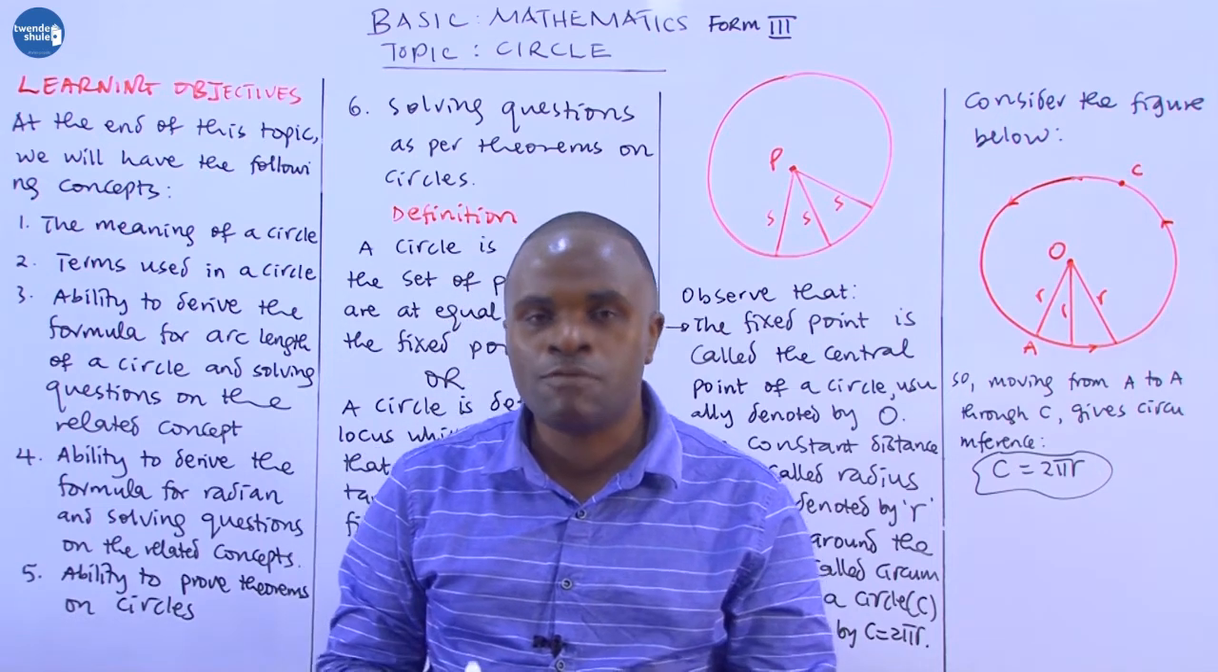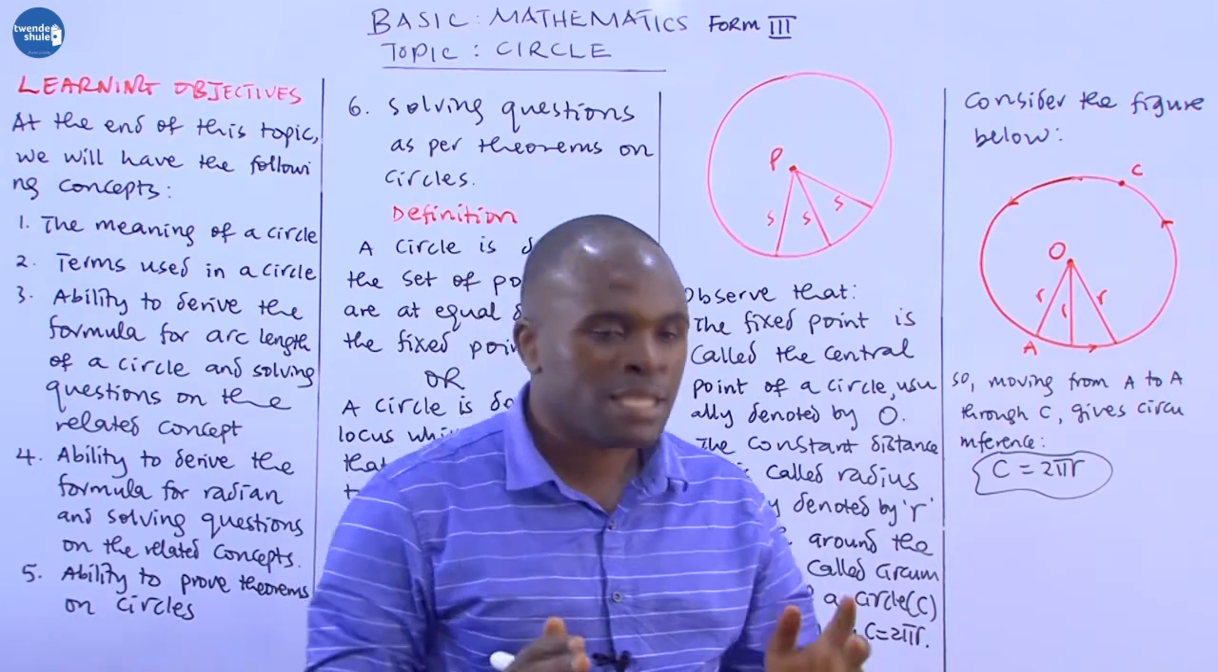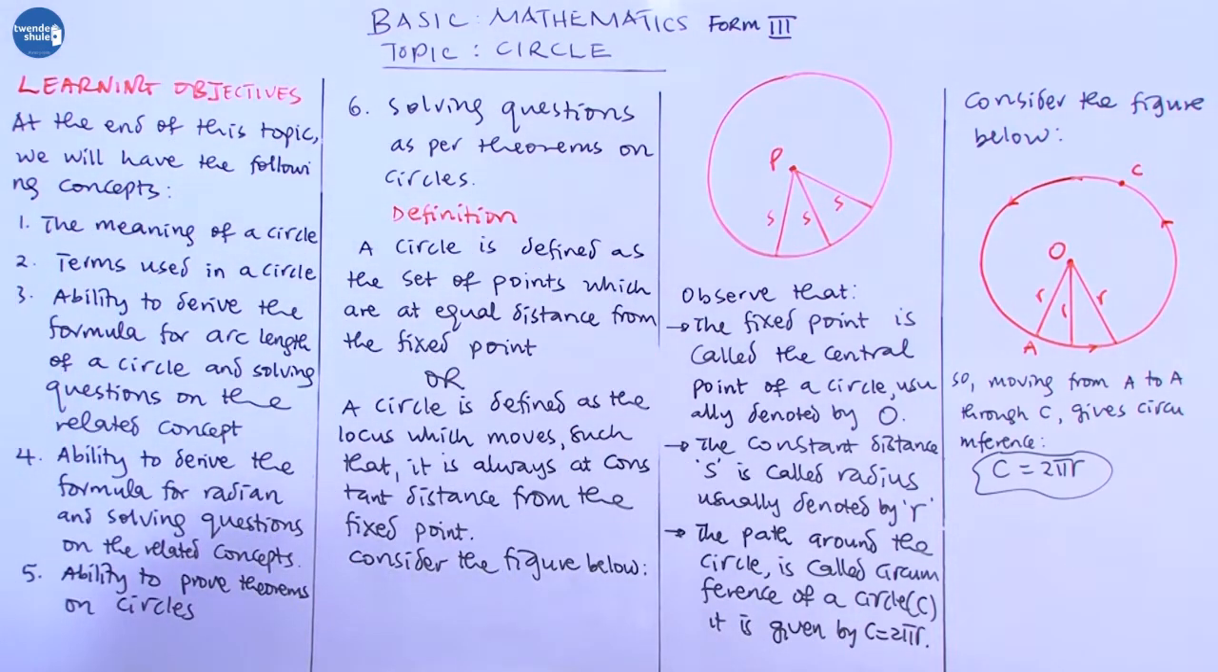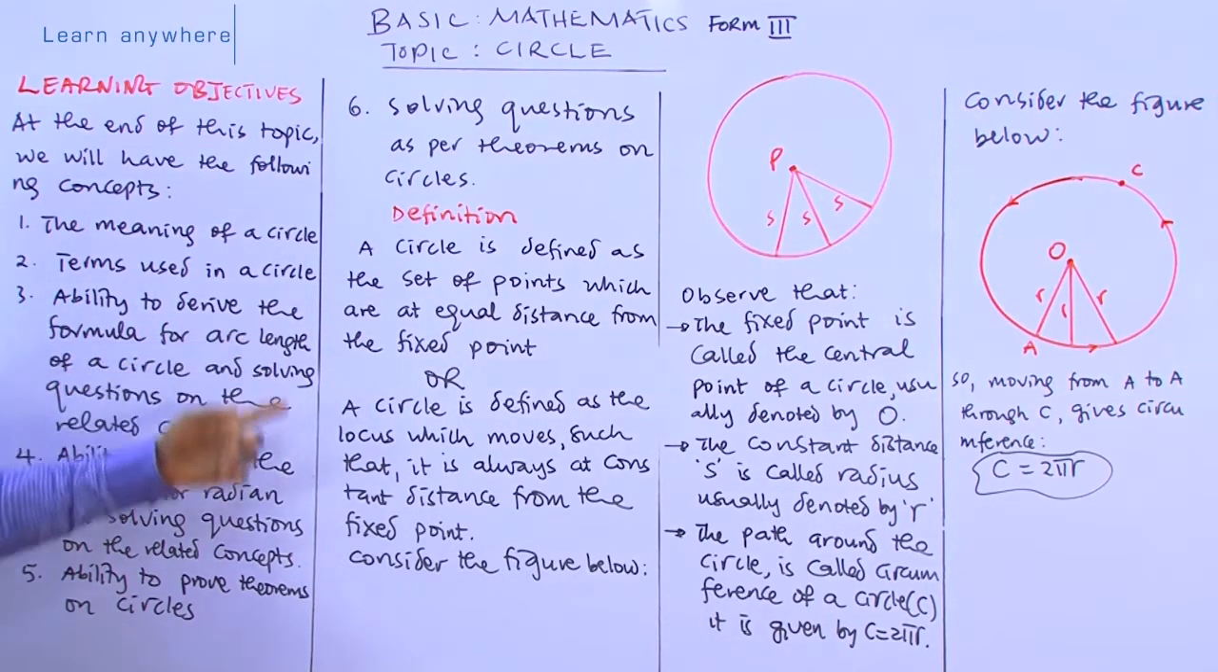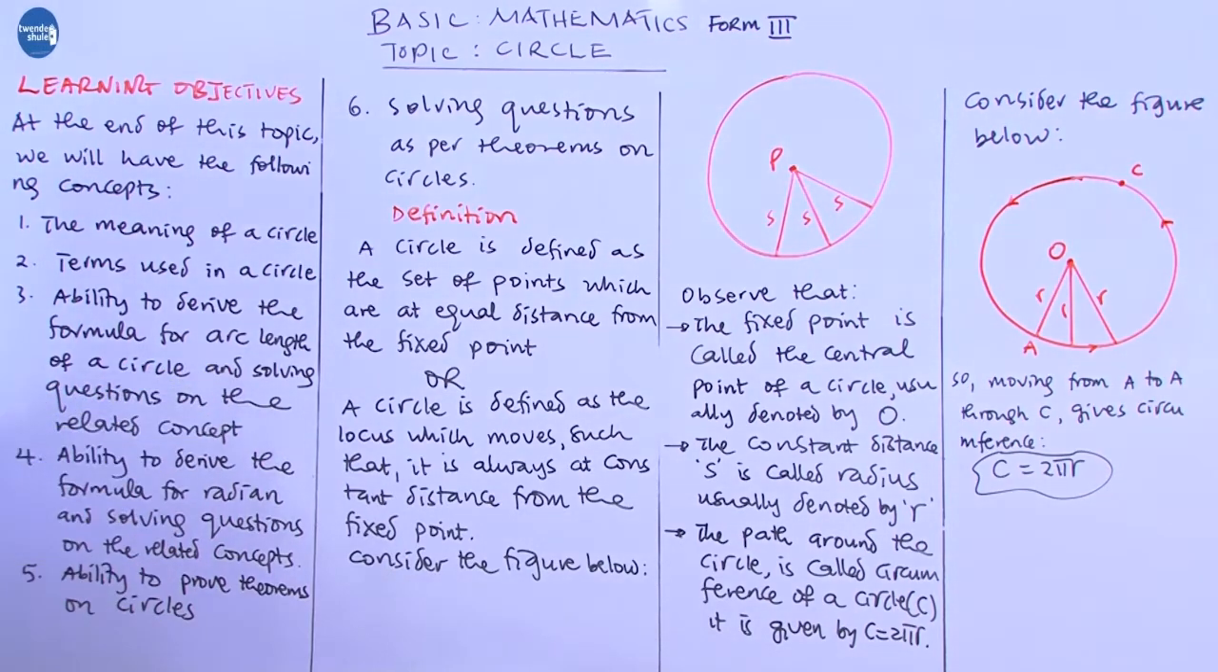So we need to know first the learning objectives. At the end of this topic, you will need to know the meaning of the term circle, and you will have to know terms used in a circle. We will have the ability to derive the formula for arc lengths of a circle and solve questions on the related concept of arc lengths. And then we'll have the ability to derive the formula for radian and solve questions on related concepts. We'll also have to check the applications of arc lengths and radian in real life situations.